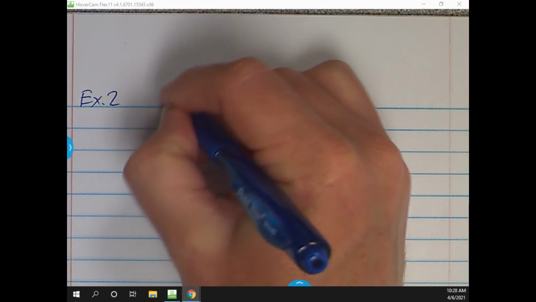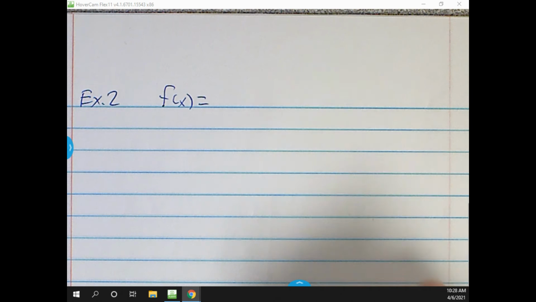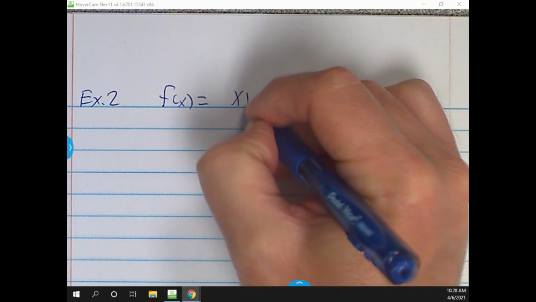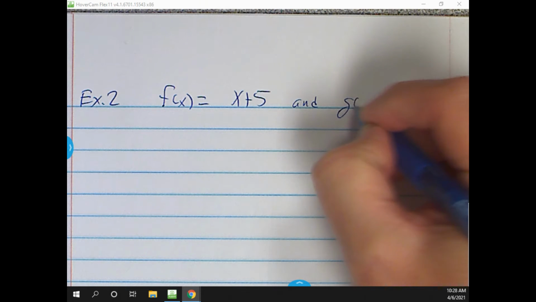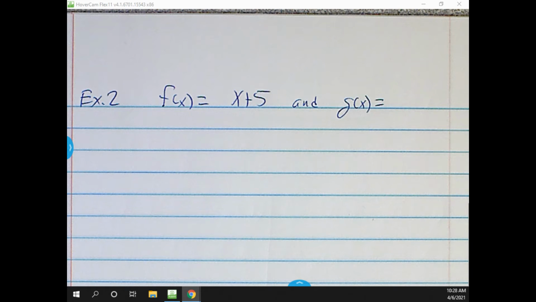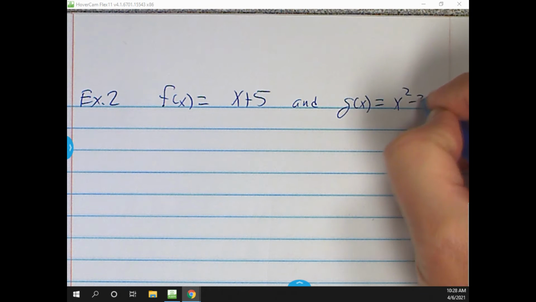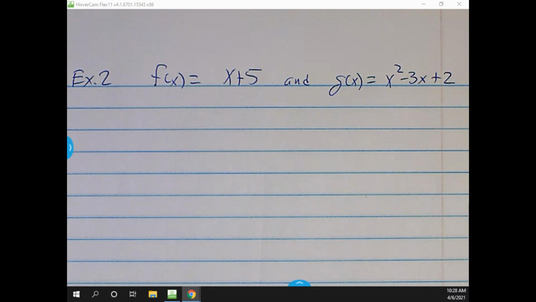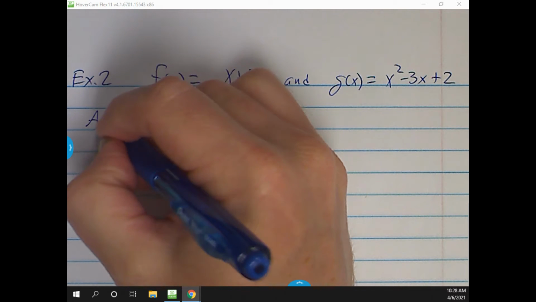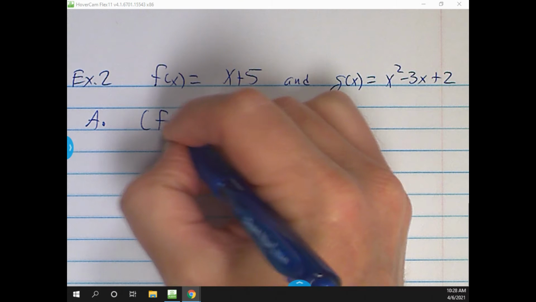All right, so for f of x, let's go with x plus 5. And g of x, let's make it x squared minus 3x plus 2. All right, so for part A on this one, let's find f of g of x first.